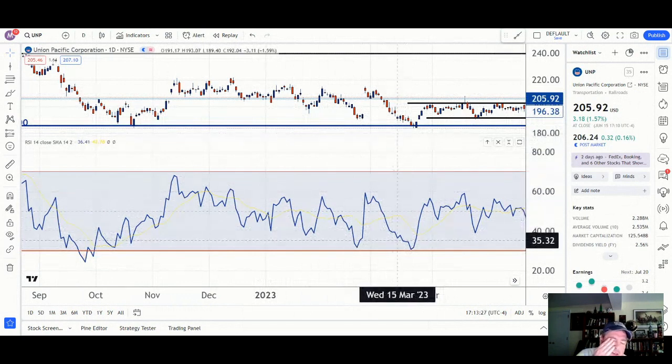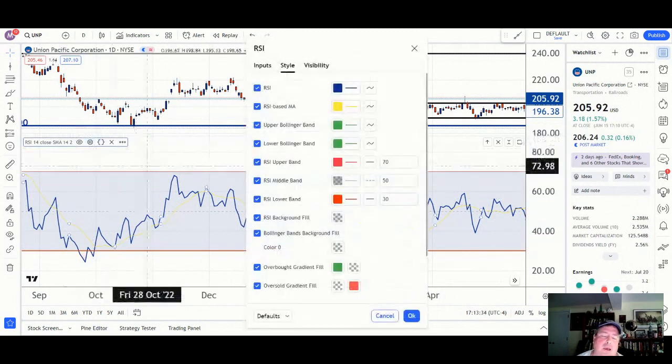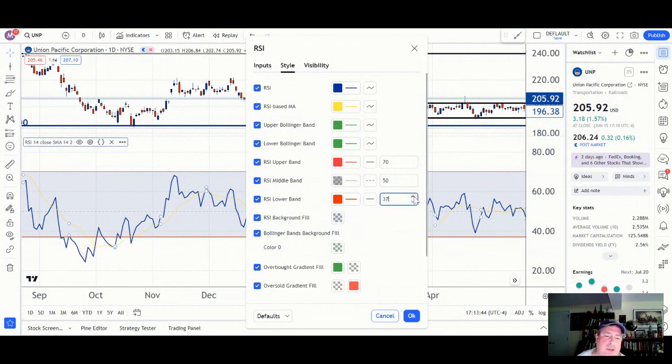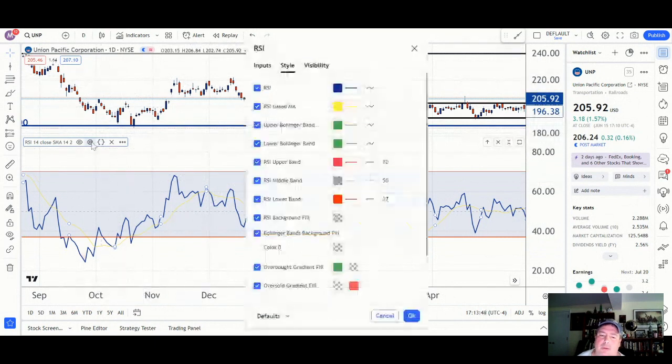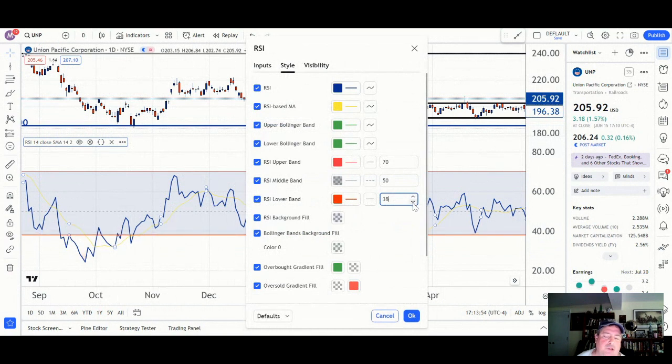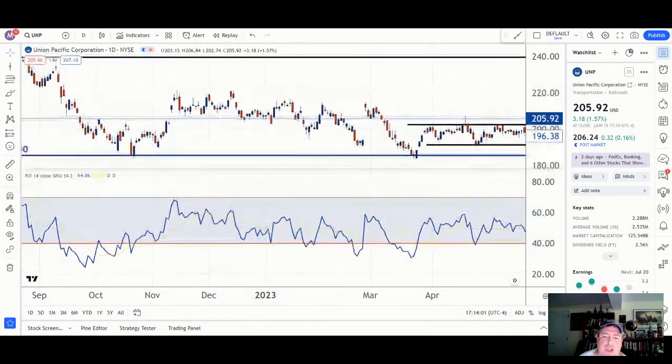Maybe we need to give us less room. This is a railroad. I don't want to say it's boring, but it's not a crypto stock or an AI stock. So let's tighten this up. Let's go up to, I'm sorry, I said it wrong, let's go up to, just for the hell of it, 40. Now, all of a sudden, the picture changes.